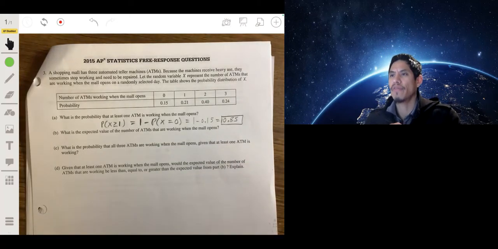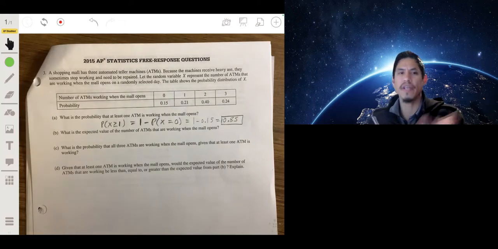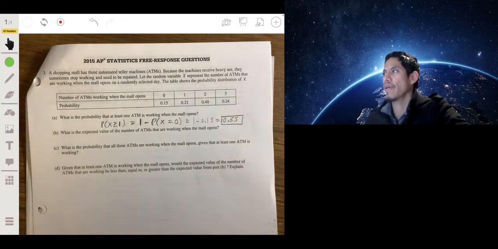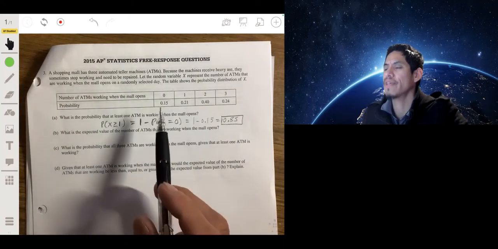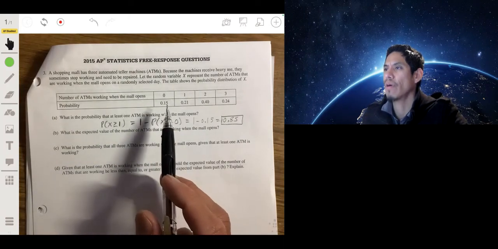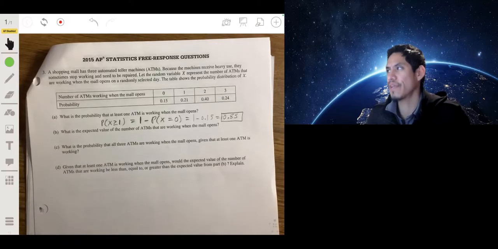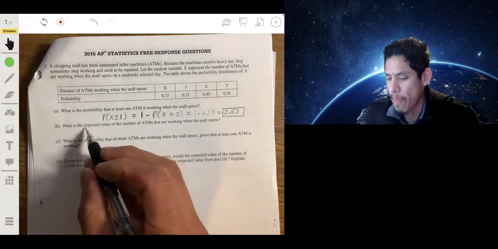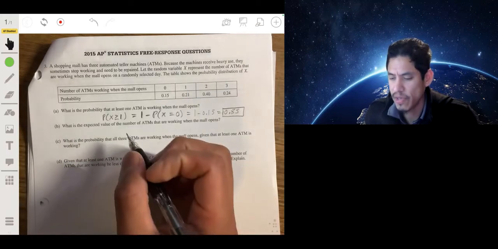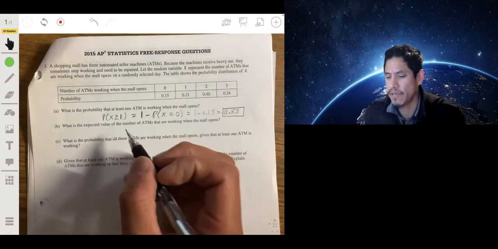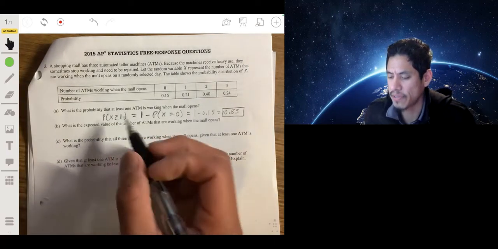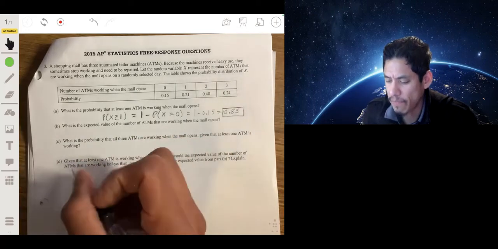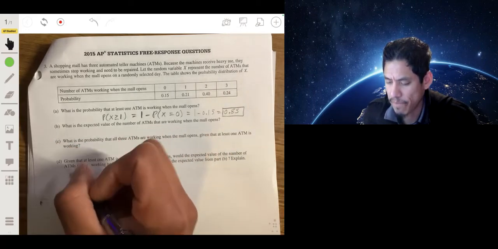What's the expected value of the number of ATMs that are working when the mall opens? Expected value is, again, just think of it as the mean. But when we're dealing with random variables, each value doesn't have the same probability. This is given in your formula sheet, so you don't have to worry about memorizing it. I've been doing this for years, so I know it off the top of my head. Let's do it over here.